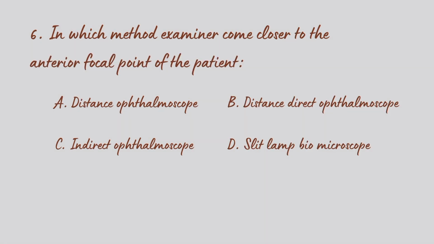Next question. In which method examiner come closer to the anterior focal point of the patient? Option A. Distance ophthalmoscope. Option B. Distance direct ophthalmoscope. Option C. Indirect ophthalmoscope. And option D. Slit lamp biomicroscope. Correct answer is option A. Distance ophthalmoscope.